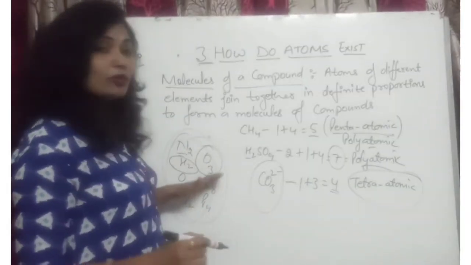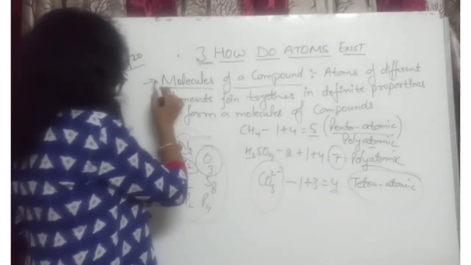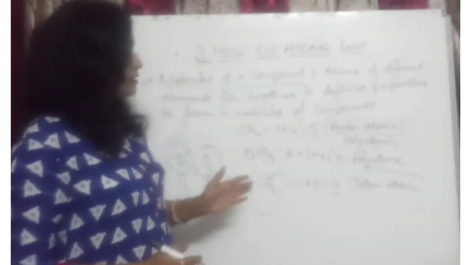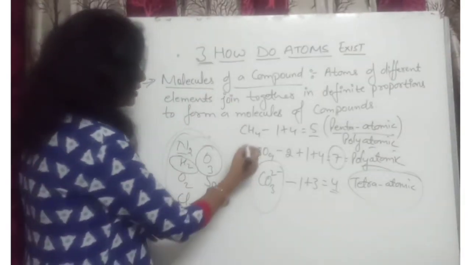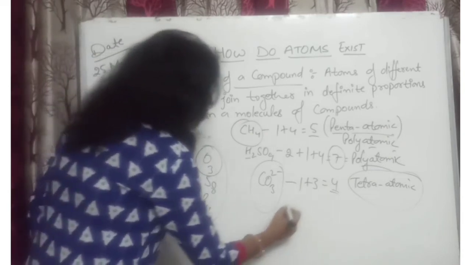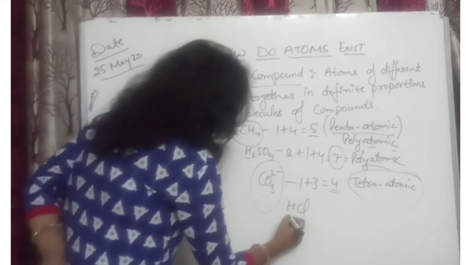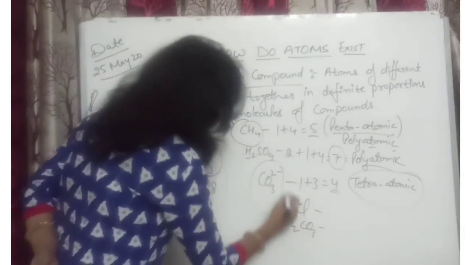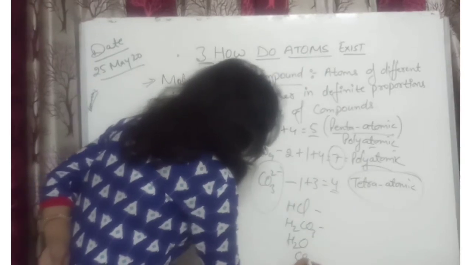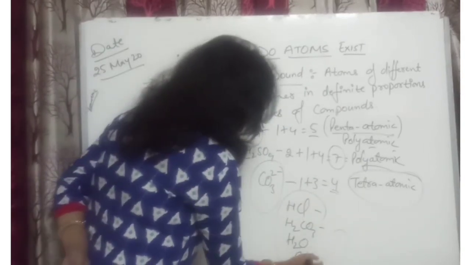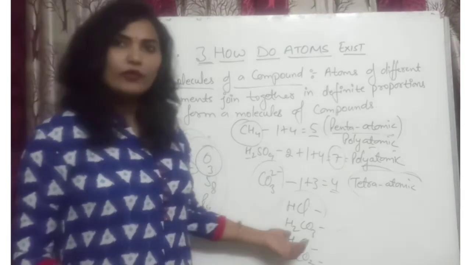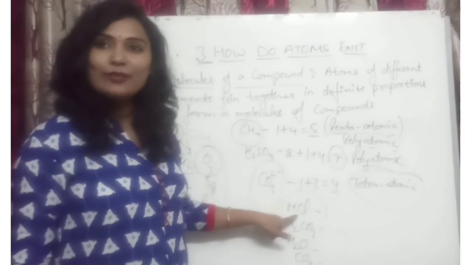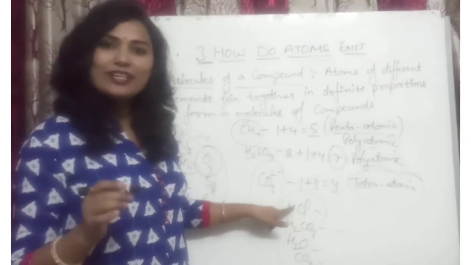But if we talk about the molecule of a compound, then molecules of a compound are heteroatomic in nature, which means, if we take examples like CH4 or HCl or H2CO3, any example, H2O, CO2. These are different examples of molecules of a compound. In these molecules of a compound, you can see different elements are there, which means its nature is heteroatomic.